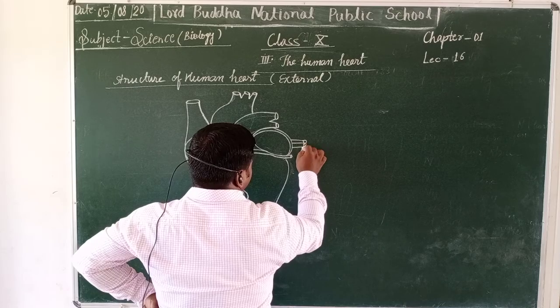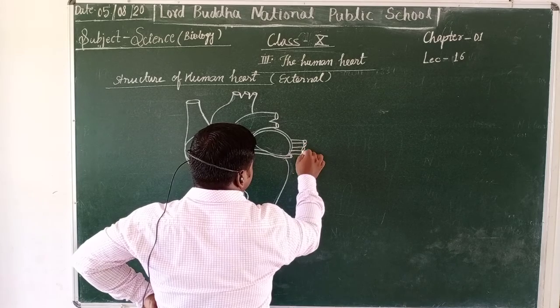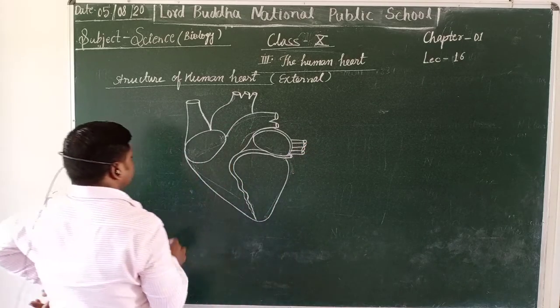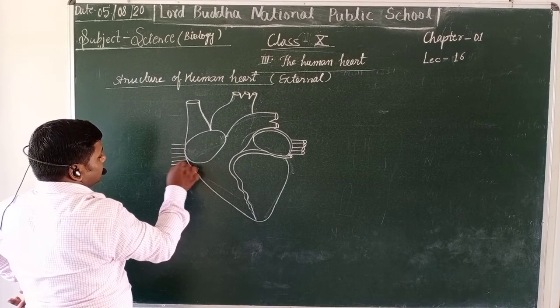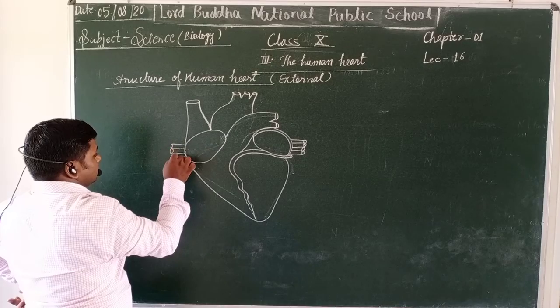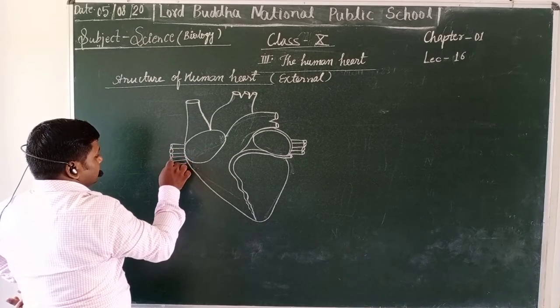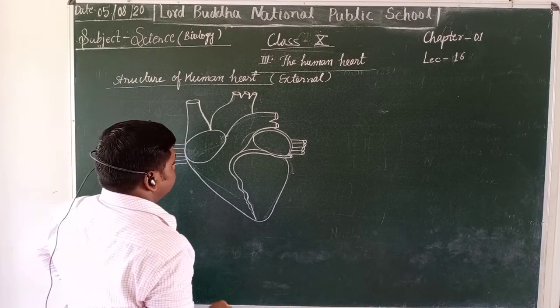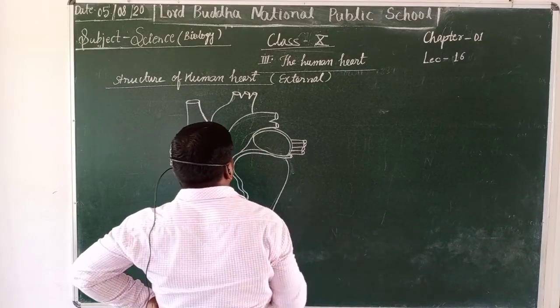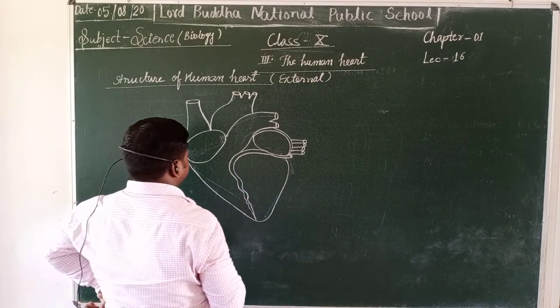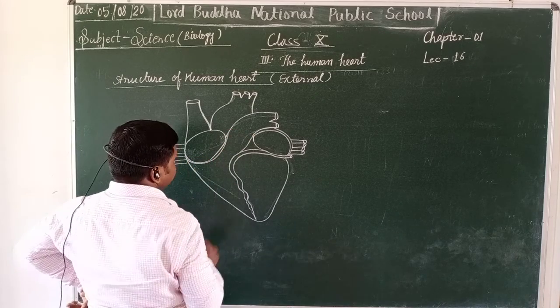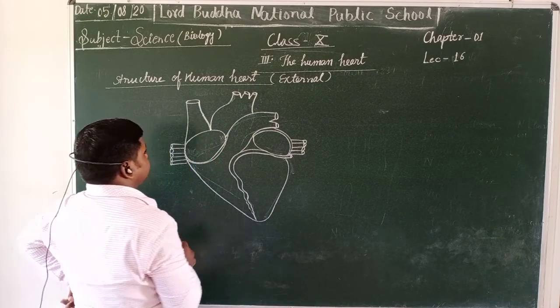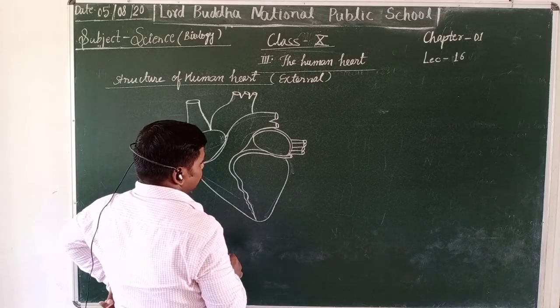These are the pulmonary veins that carry the oxygenated blood from the lungs to the left atrium of the heart. Now students, this is the external structure of the human heart.